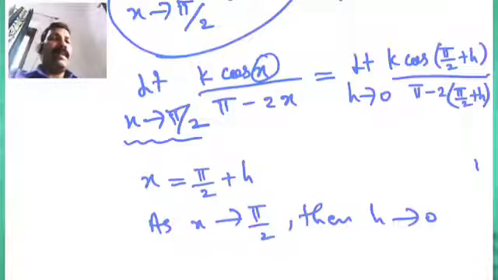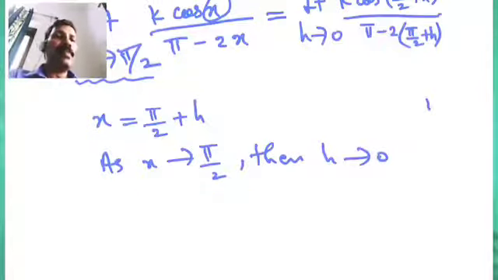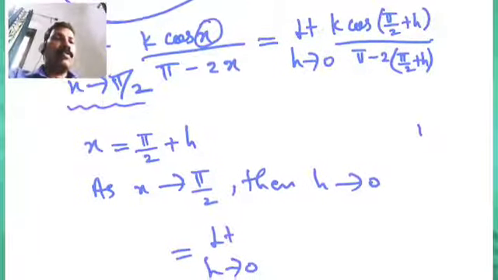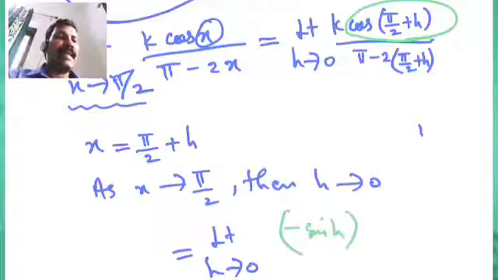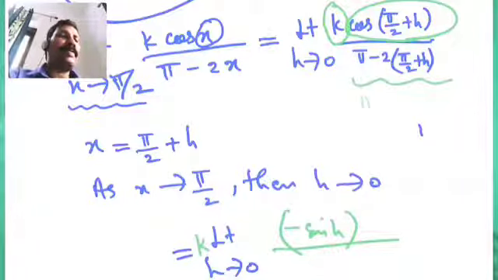Then we have to simplify it. So we have the limit as h tends to 0. Now you can see cos of pi by 2 plus h. What is cos of pi by 2 plus h? That is minus sin h, and k you can take outside, otherwise you keep it there, no problem. So we can keep it outside. Then divided by, here you just simplify, that is pi minus pi minus 2h, so you get minus 2h.